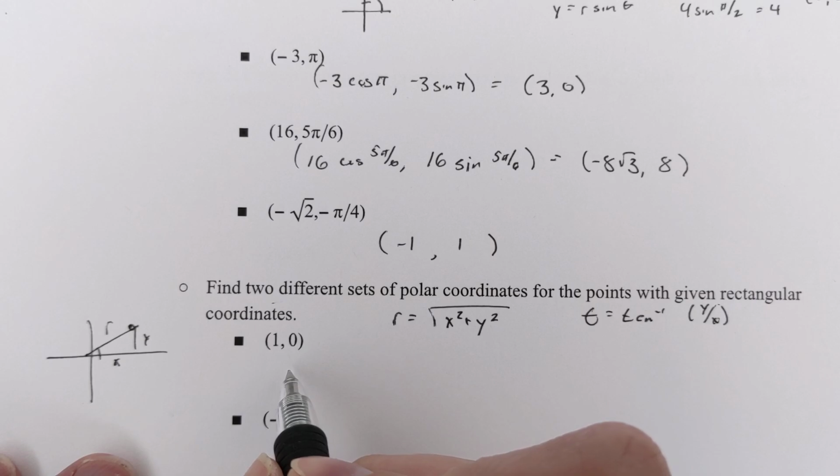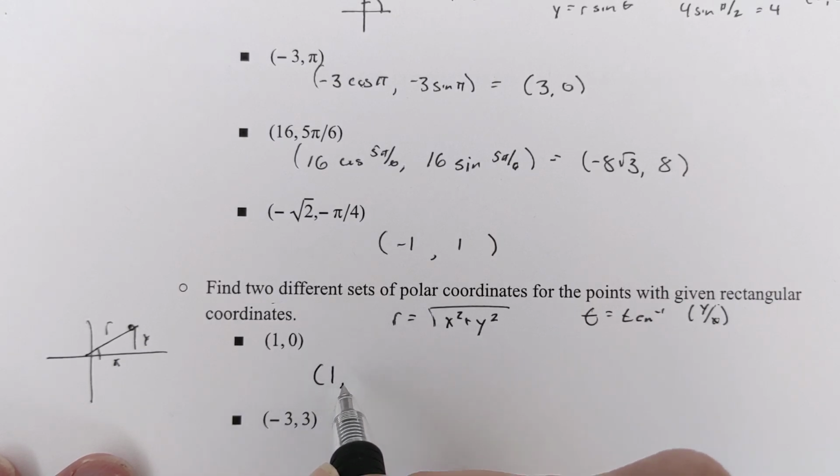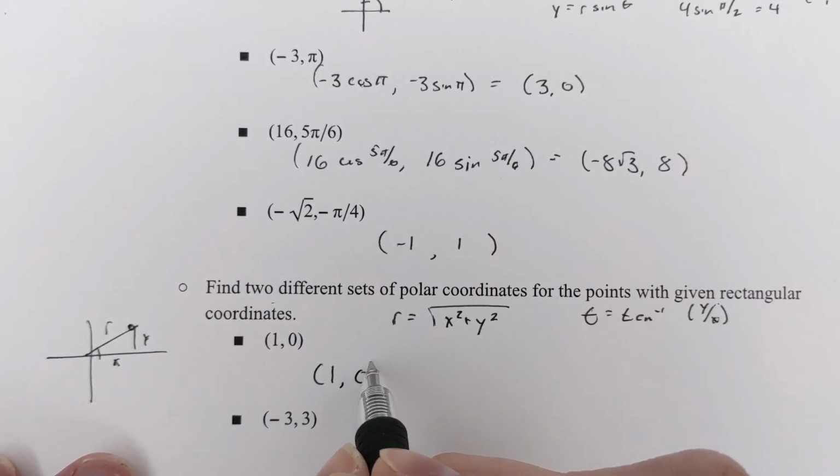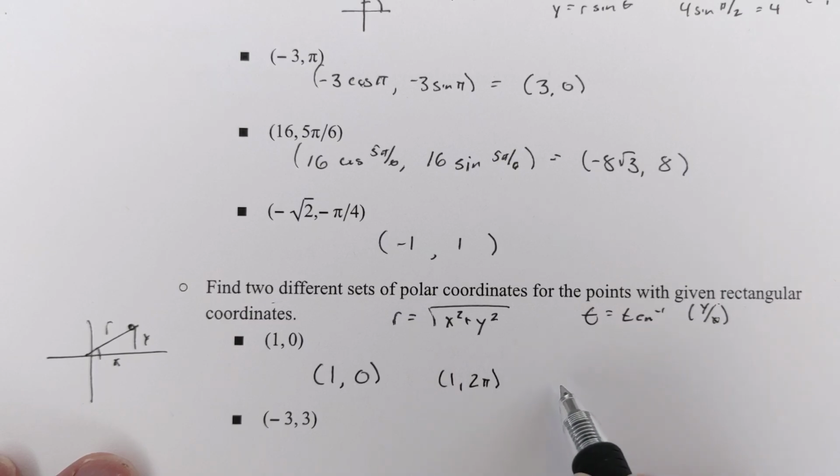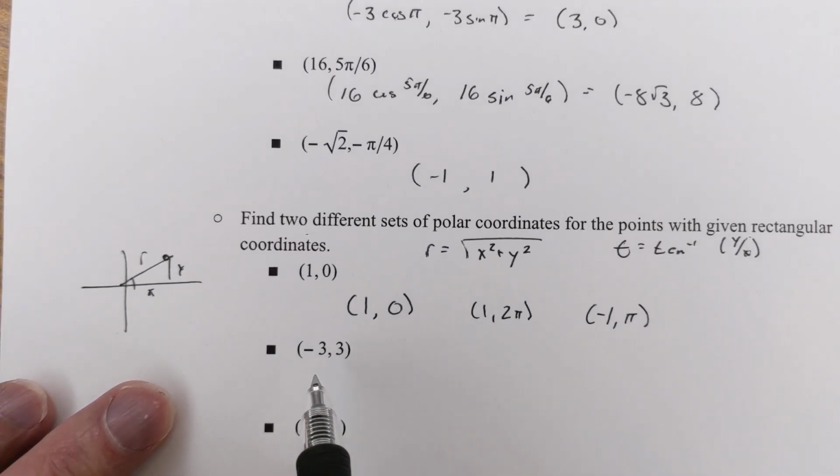So for this one, the r value is going to be 1, and our theta is actually going to be 0. Or I could do another one, 1 comma 2 pi. Or I could do, if I change by 180, negative 1 comma pi. So all three of those are the same place.